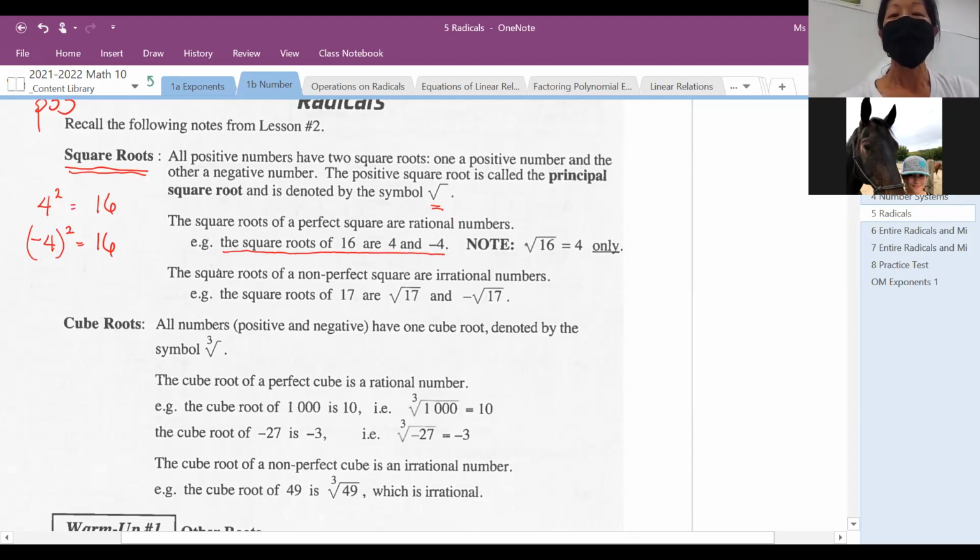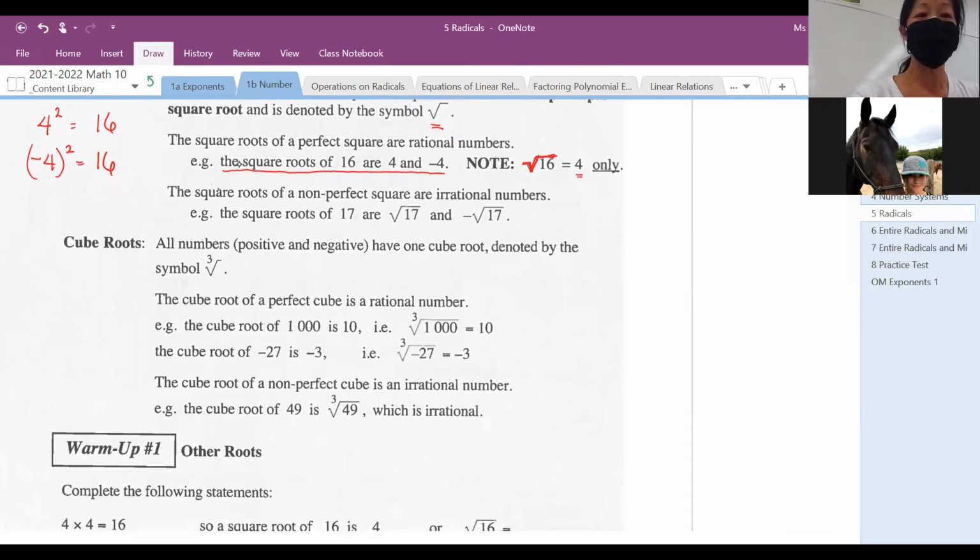Okay. The tricky part is right here. When we use the square root symbol, we're only looking at the positive. Okay. So if I was just to ask you verbally, what are the square roots of 16? There are 2, 4 and -4. If I use the symbol, it's only the positive. Okay.